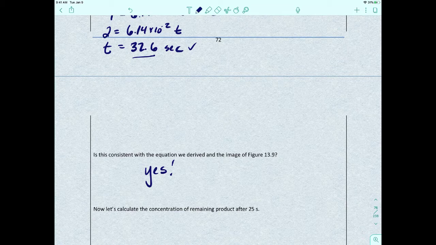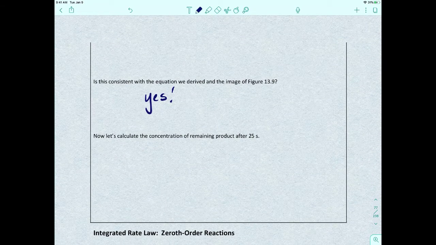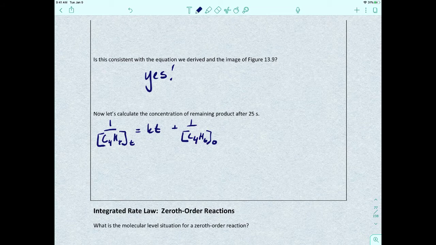All right, so let's try this out. To solve this, we've got to use the full-blown second order equation. So 1 over the concentration of our species, C4H6, at a certain point in time t is equal to kT plus the initial concentration. Okay, well, so let's put in our values. We know that we've got 25 seconds, so we're going to solve for that C4H6, but this time I'm going to put in that time.